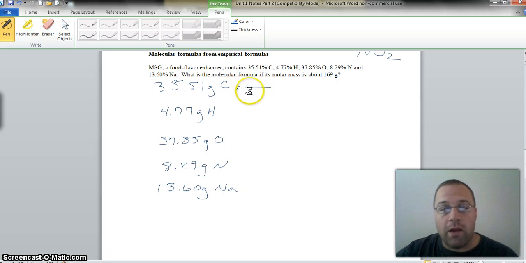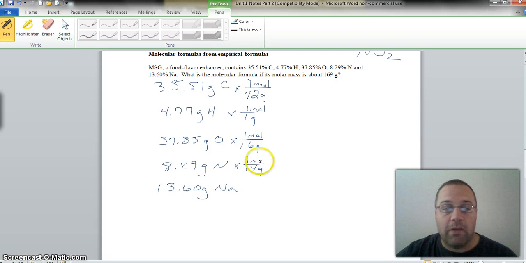So look up the periodic table. Grams goes on the bottom. That's 12 per 1 mole. This is 1 gram per 1 mole. This is 16. We've used all these earlier in the notes. This is 14. The only new one is sodium, and when you look that up on the periodic table, it is 22.98. I'm just going to round it and call it 23.